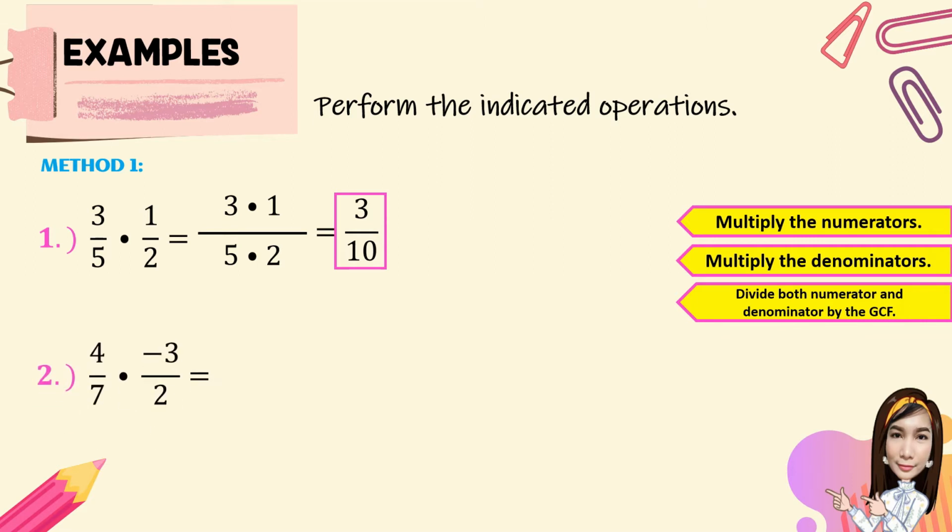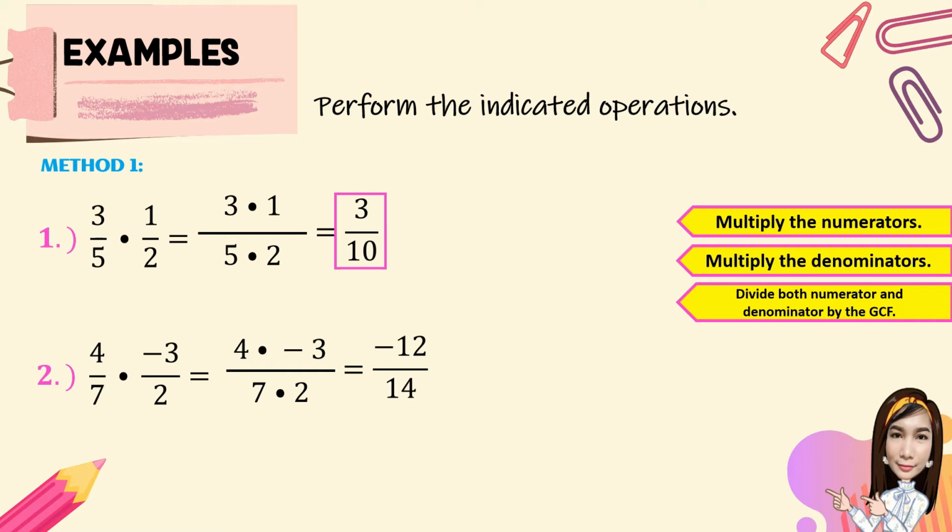For number 2, given 4 over 7 times negative 3 over 2. So first, multiply the numerators, which are 4 times negative 3. Then, multiply the denominators, which are 7 times 2. So 4 times negative 3 is equal to negative 12. Then, 7 times 2 is equal to 14.